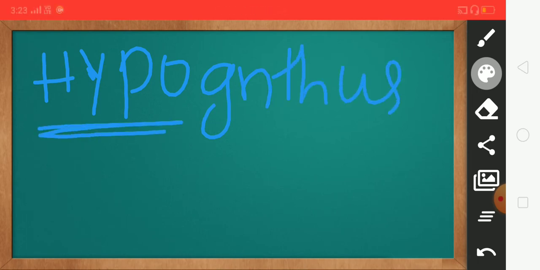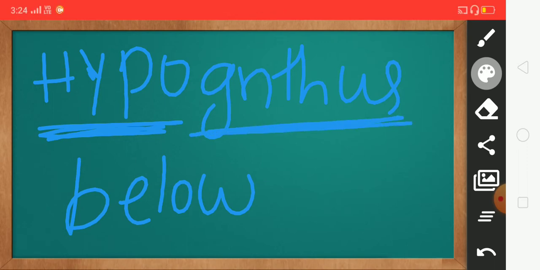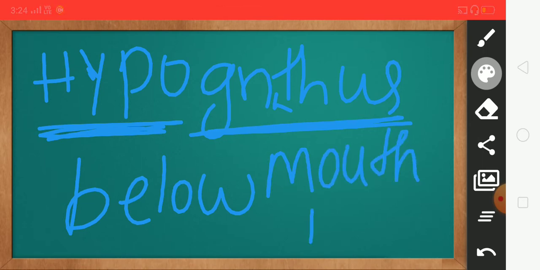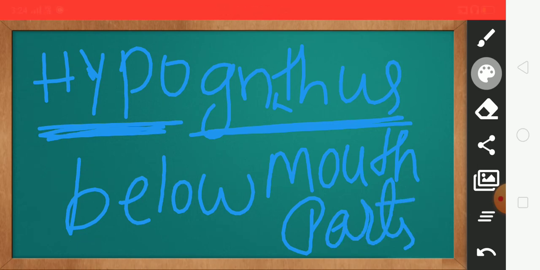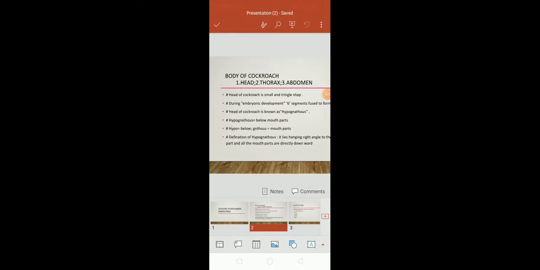Hypo means below, and gnathus means mouth parts. Hypognathous means below mouth parts. And here the slide is also showing that the head of the cockroach is known as hypognathous. Hypognathous means below mouth parts, where hypo means below and gnathus means mouth parts. And we have to know the definition of hypognathous.